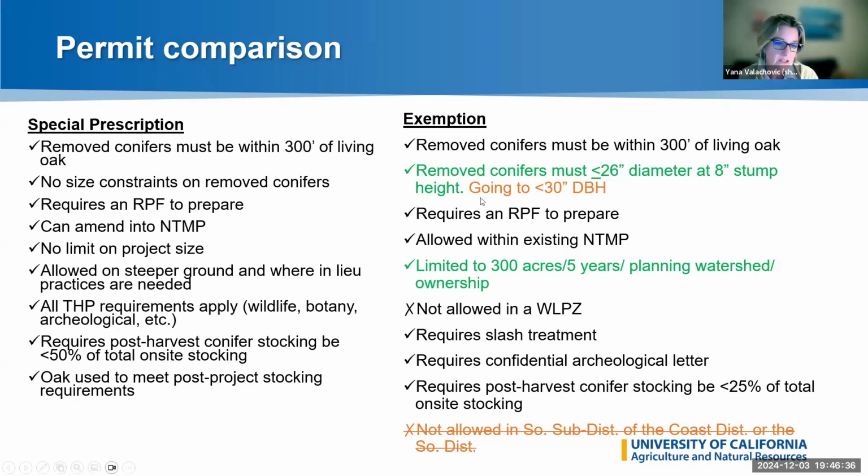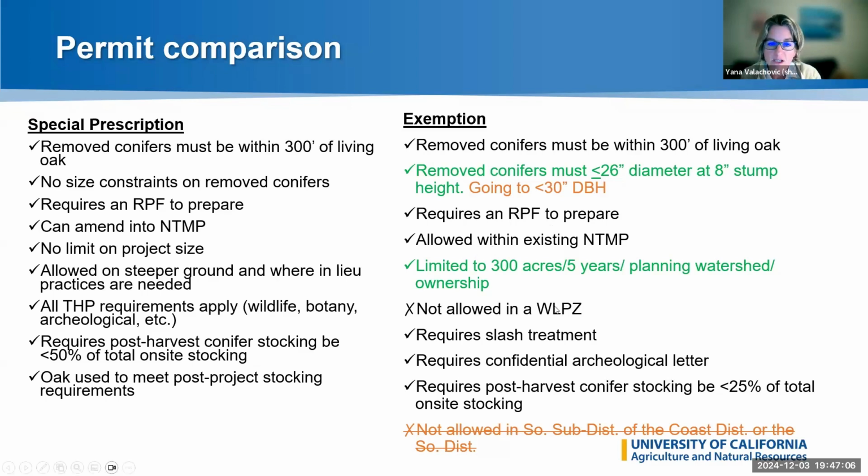And it's going to be harmonized across all the other exemptions that exist to a 30-inch tree at diameter at breast height. So we're going to add 8 or so inches on the conifer that can be removed using the exemption. And of course, a registered professional forester has to prepare these documents. It can be allowed within an existing non-industrial timber management plan. This is a little bit of regulatory speak, but just for those foresters out there, to know that this is a really useful tool.